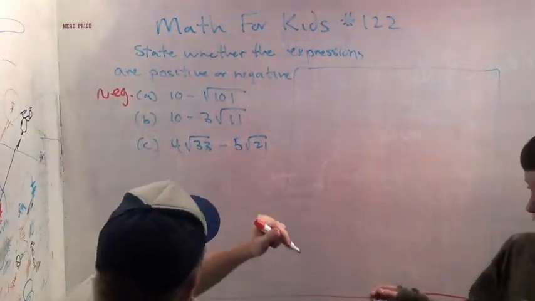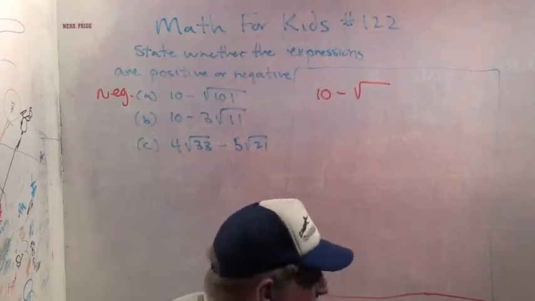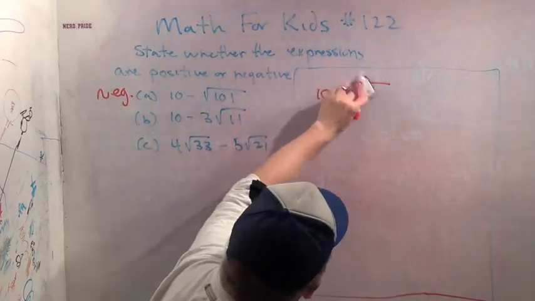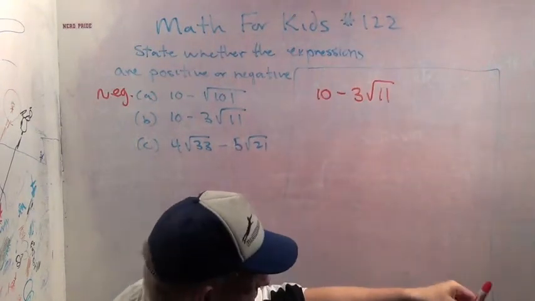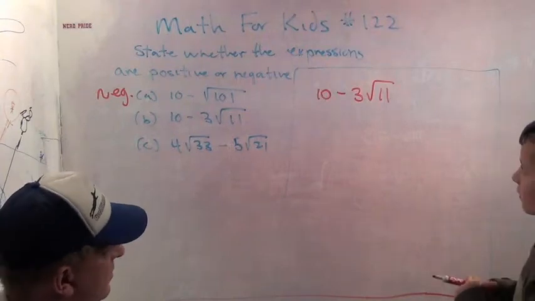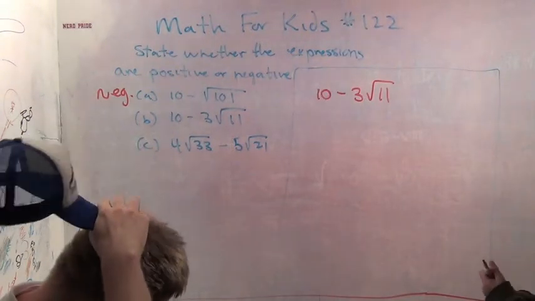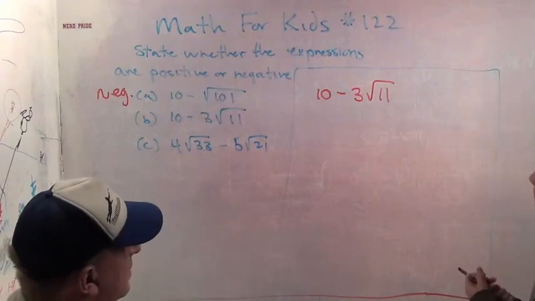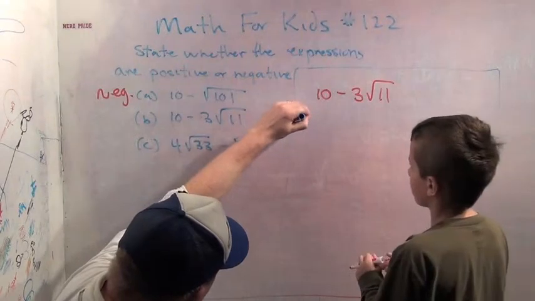Okay. B. 10 minus 3 times the square root of 11. Okay? Well, 3 times the square root of 11 is the square root of 99. How did you figure that out? Show some steps. So here's step 1. What would step 2 be?